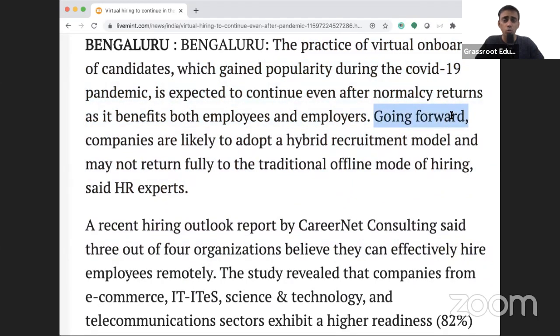Going forward. Don't say "forward." Going forward, companies, copy my tone, companies are likely to adopt a hybrid recruitment model, and may not return fully to the traditional offline mode of hiring. Don't say "traditional," say traditional. To the traditional offline mode of hiring.